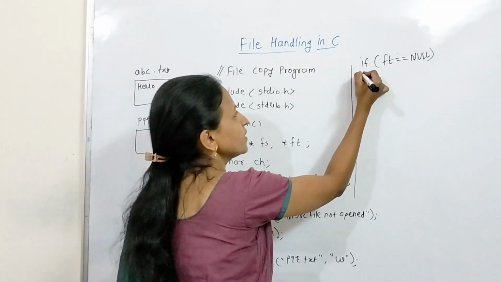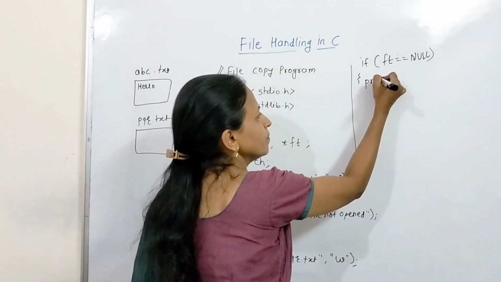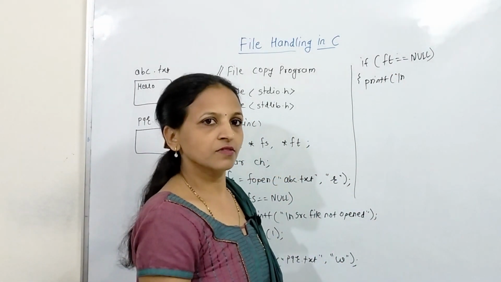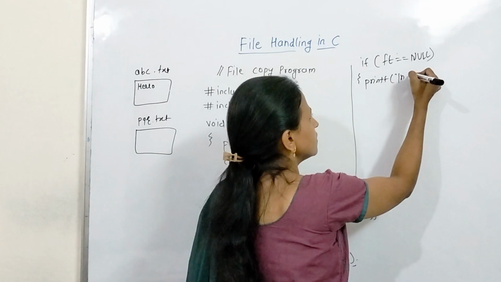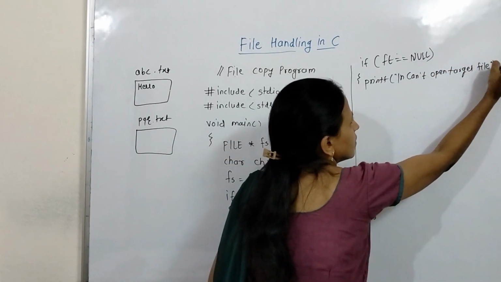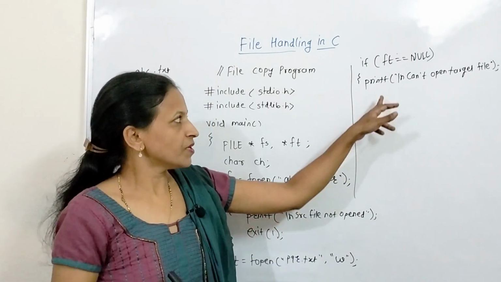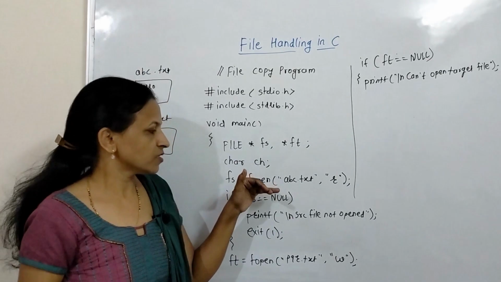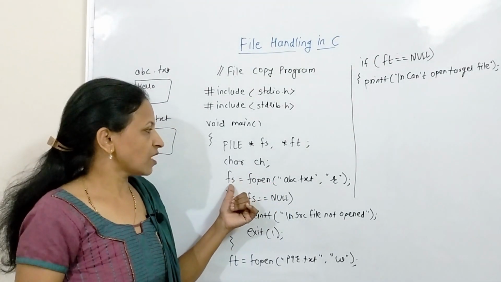Now here we have to give a message to the user, like printf "cannot open target file". Anything you can write. But see here, after displaying this message, we have to close this stream, meaning the fs pointer.